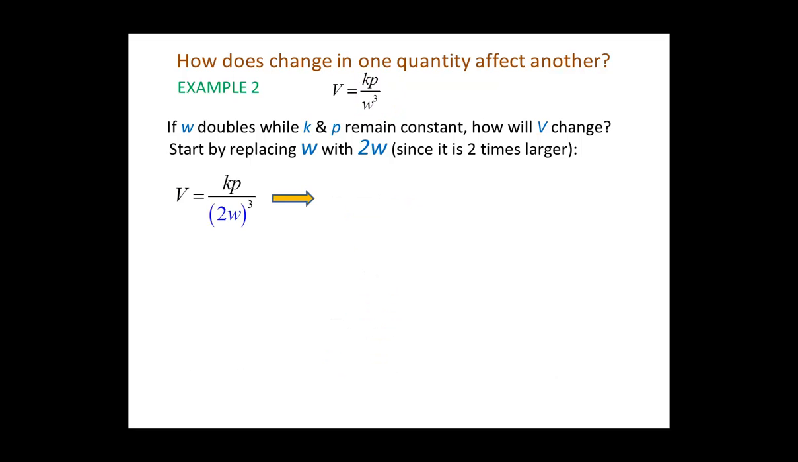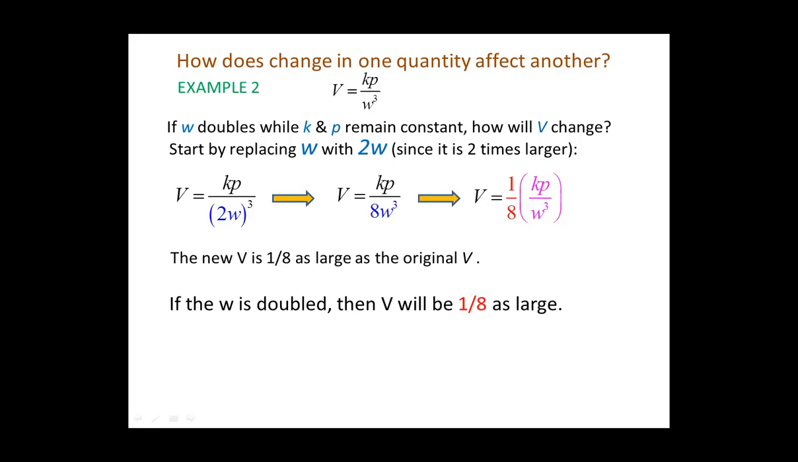So again, here's what we did. We replaced W with 2W, and we manipulated it until we could see that if W is doubled, then V is 1/8 as large. In other words, 1/8 as large as the original.